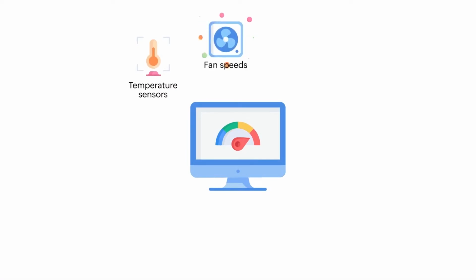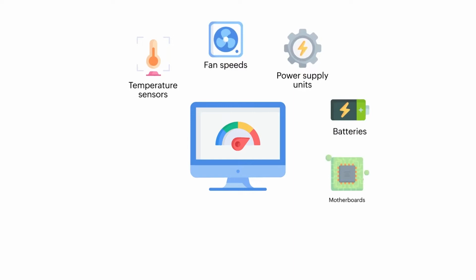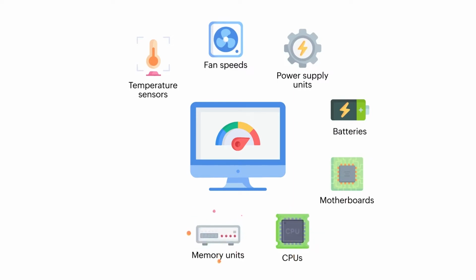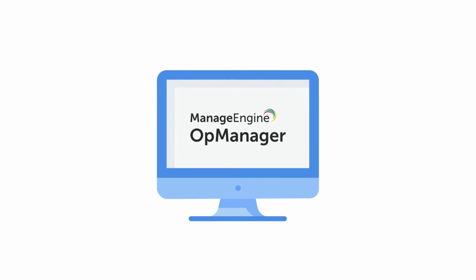The most commonly measured hardware monitors are temperature sensors, fan speeds, power supply units or PSUs, batteries, motherboards, CPUs, memory units, disks, and printers. With OpManager in your network, hardware failures are unlikely.